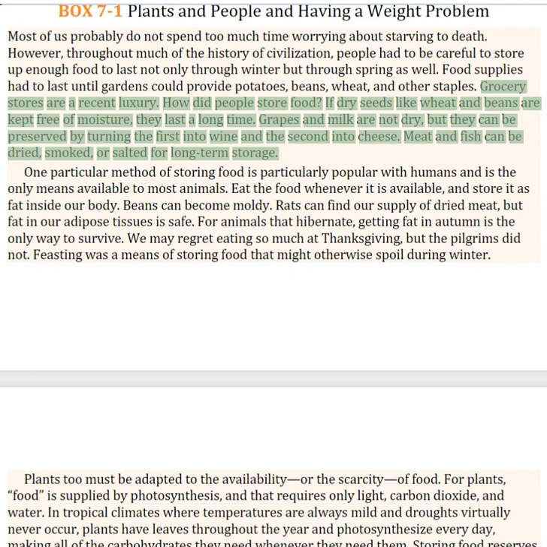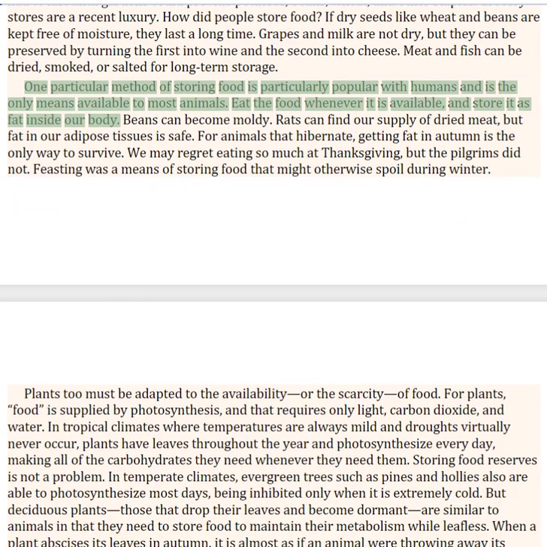How did people store food? If dry seeds like wheat and beans are kept free of moisture, they last a long time. Grapes and milk are not dry, but they can be preserved by turning the first into wine and the second into cheese. Meat and fish can be dried, smoked, or salted for long-term storage. One particular method of storing food is particularly popular with humans and is the only means available to most animals.